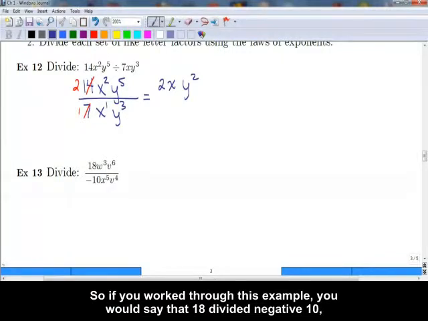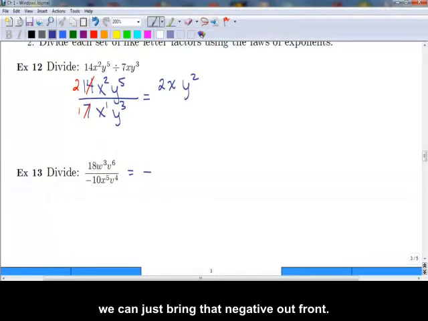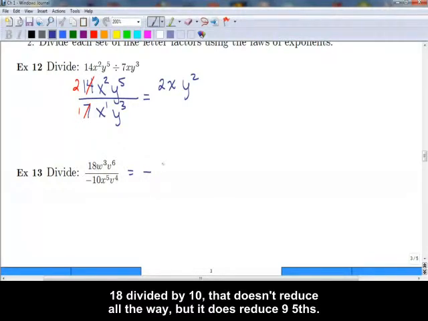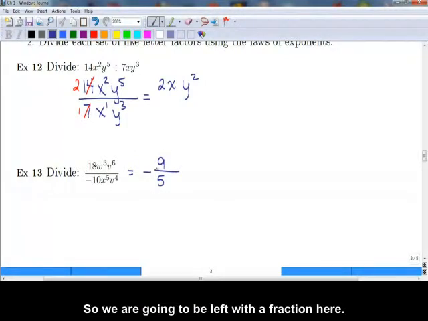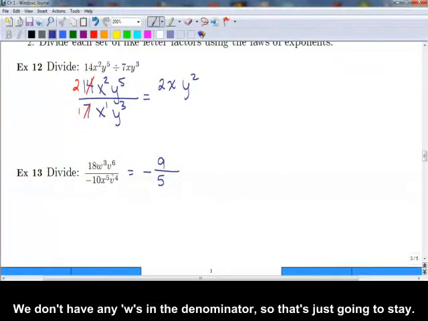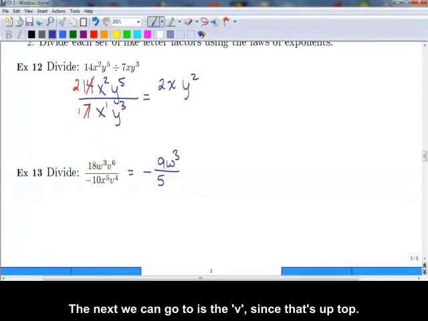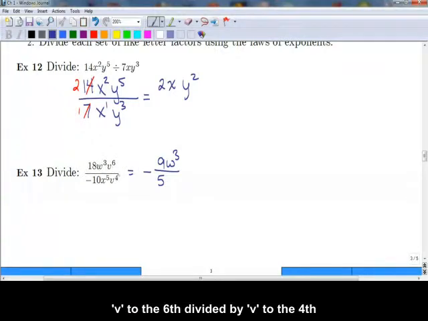So if you've worked through this example, you would say that 18 divided by negative 10, we can just bring that negative out front. 18 divided by 10 doesn't reduce all the way, but it does reduce to 9/5. So we are going to be left with a fraction here. Then we say, okay, we've got w cubed. We don't have any w's in the denominator, so that's just going to stay. The next we can go to is the v, since that's up top. v to the sixth divided by v to the fourth is going to leave us with a v squared up top.